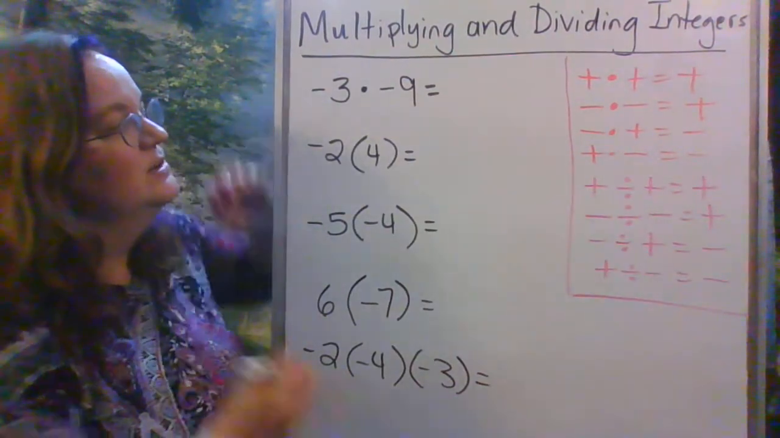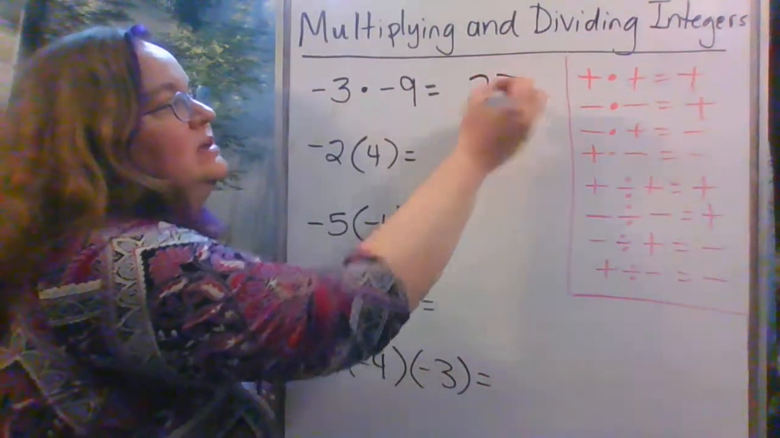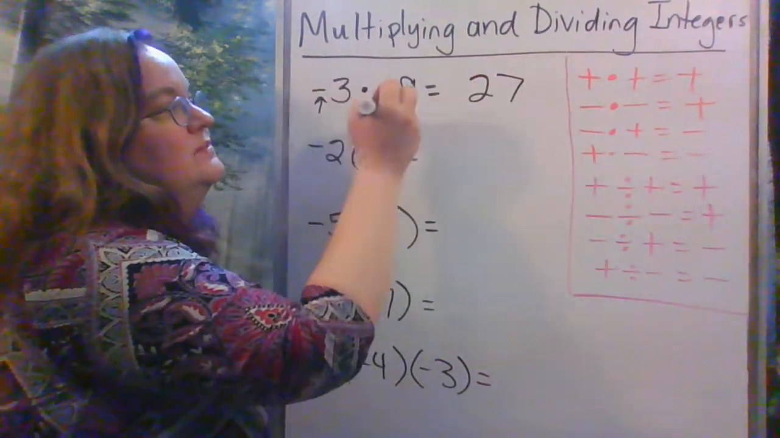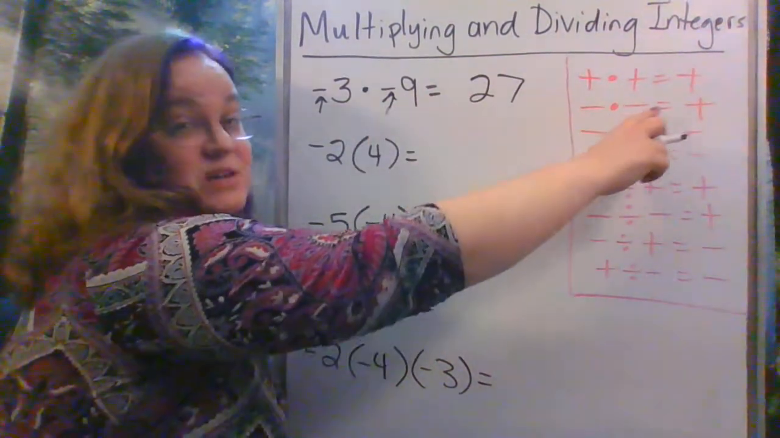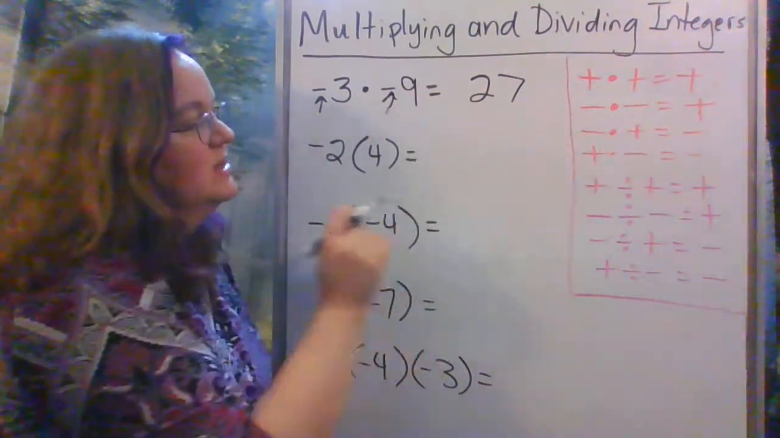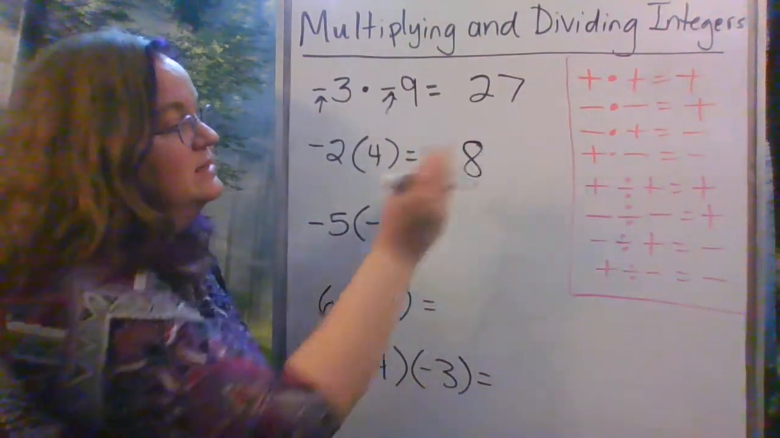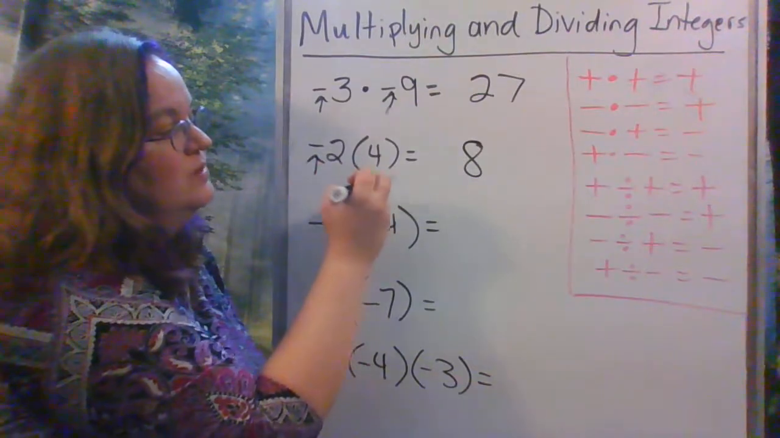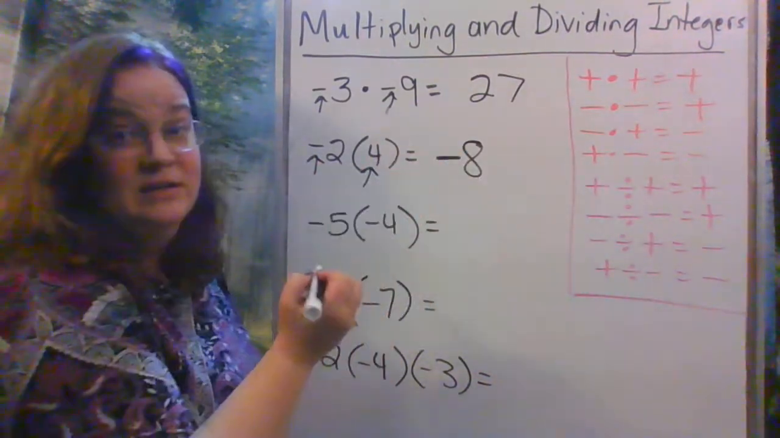I've got negative 3 times negative 9. So I do 3 times 9 is 27. I've got a negative times a negative, so therefore my answer is positive, because a negative times a negative, they're the same. It comes out positive. So if I look here, 2 times 4 is 8. I have one negative and one positive 4. So a negative times a positive is a negative.